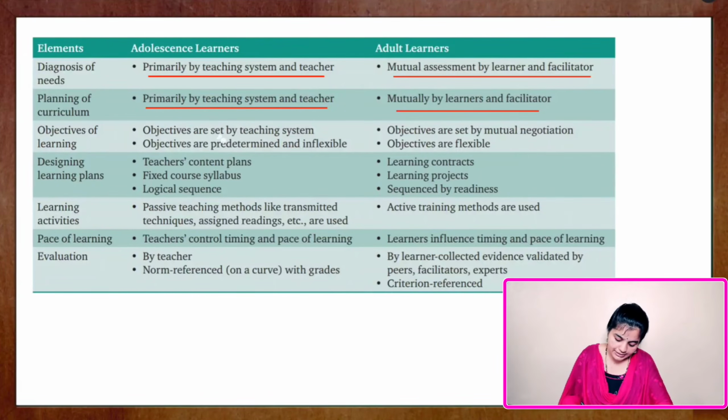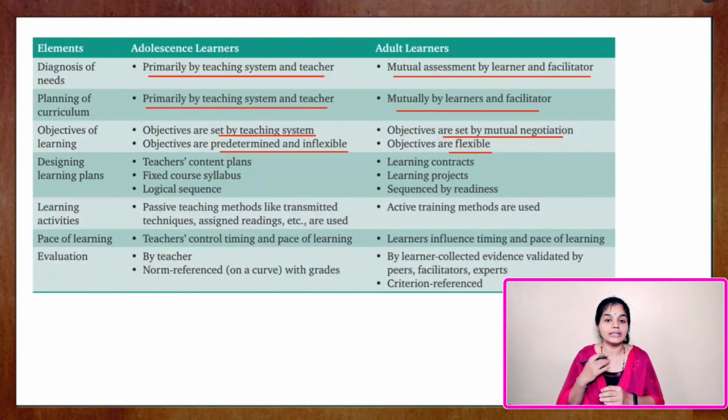Objectives of learning are set by teaching system, and these objectives are predetermined and inflexible with respect to adolescent learners, whereas the objectives of learning are set by mutual negotiation between the learner and facilitator with respect to the adult learners, and these objectives are flexible. According to the needs of adult learner, objectives of learning process can be changed.